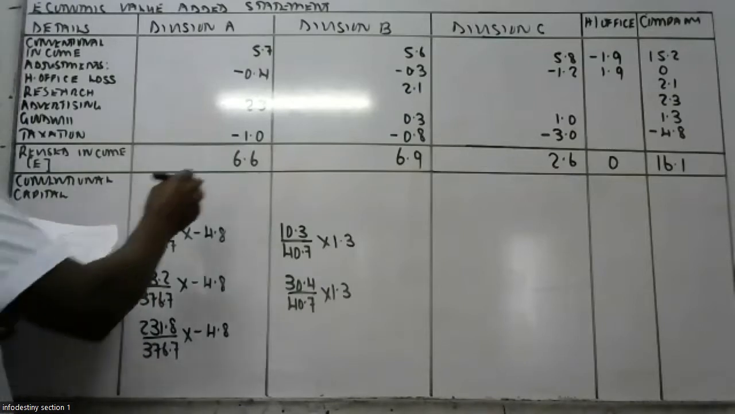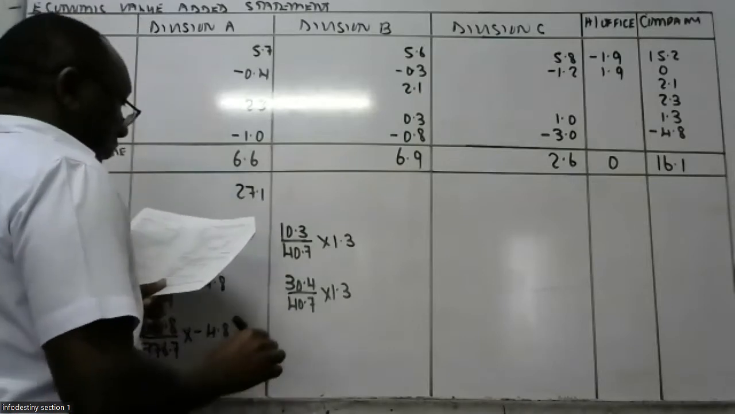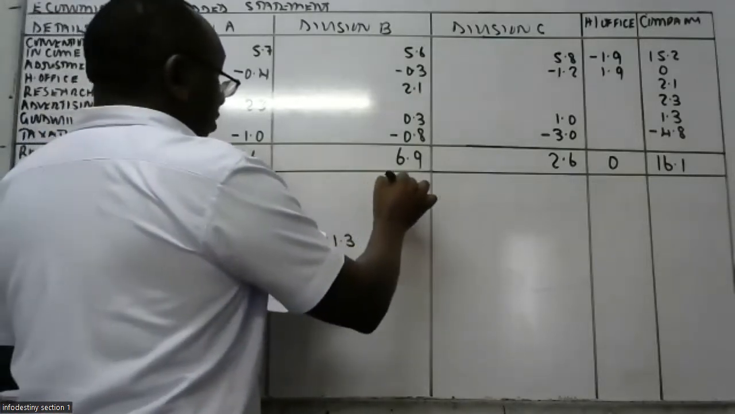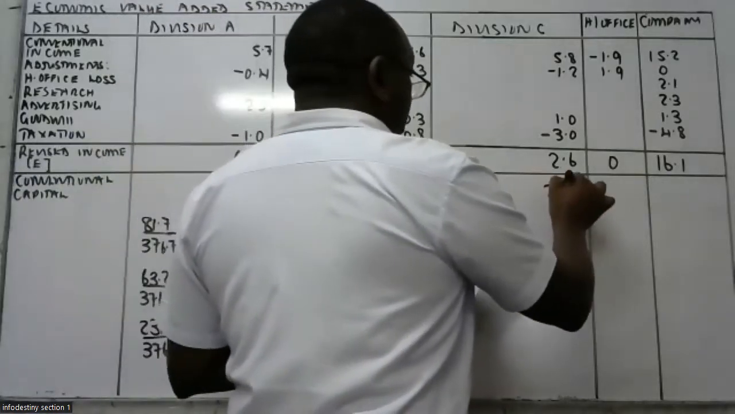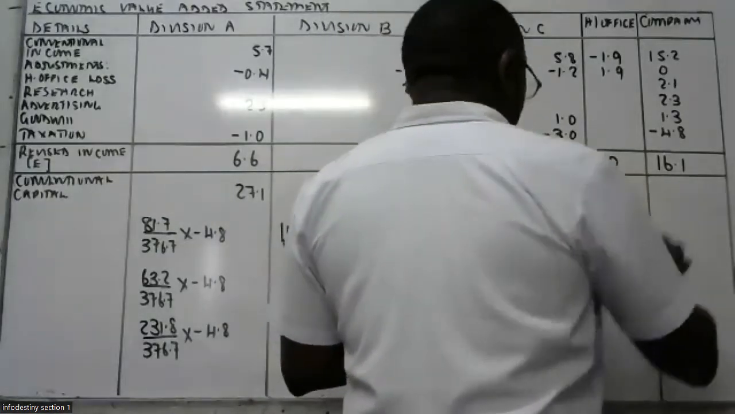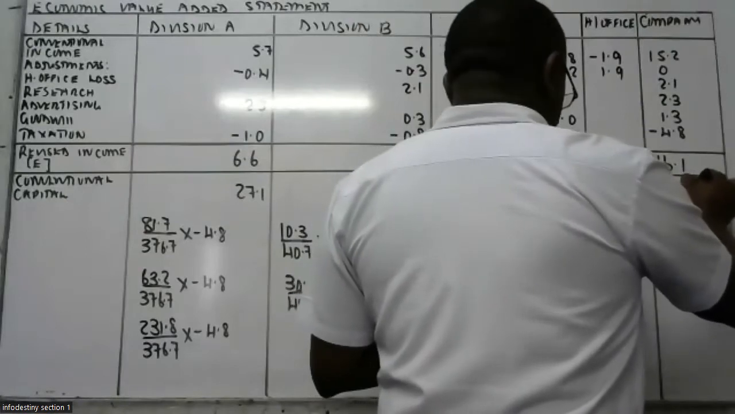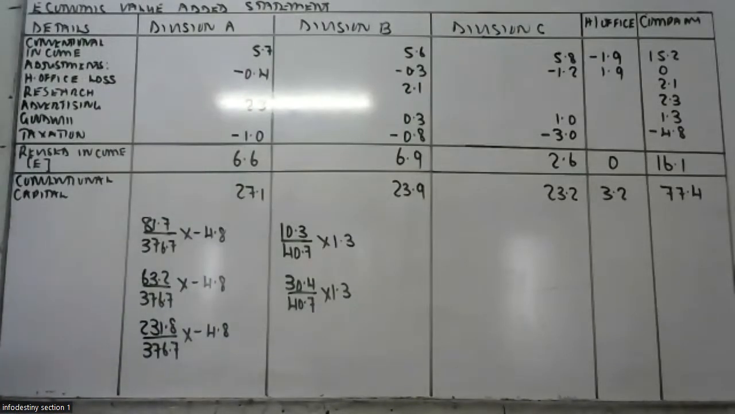So division A has 27.1. Division B has 23.9. This other one has 23.2. This one has 3.2. And the total here is 77.4. Then you come and do the adjustments.